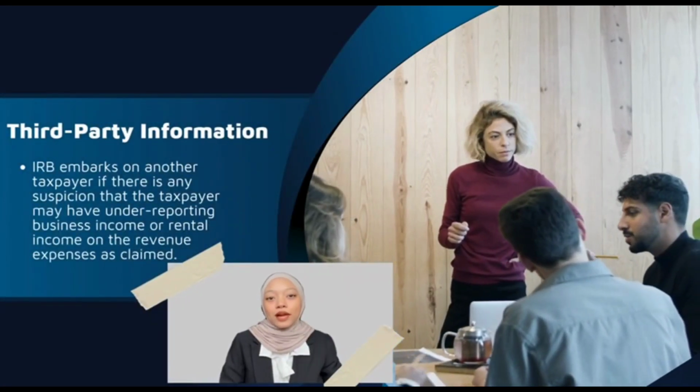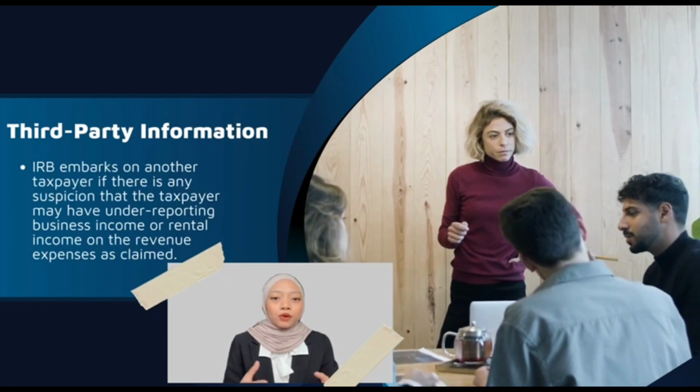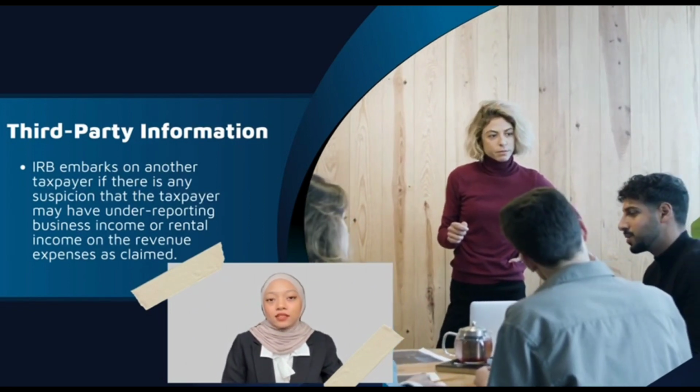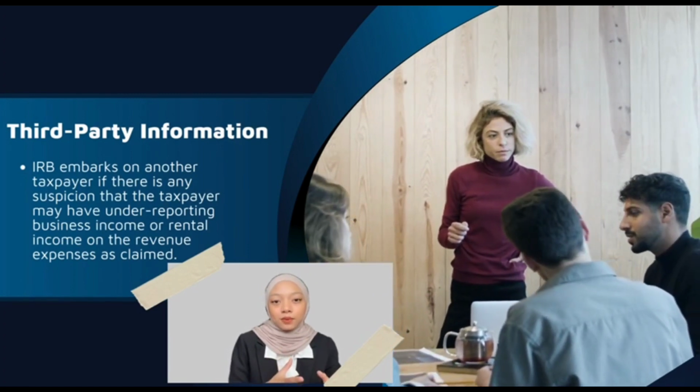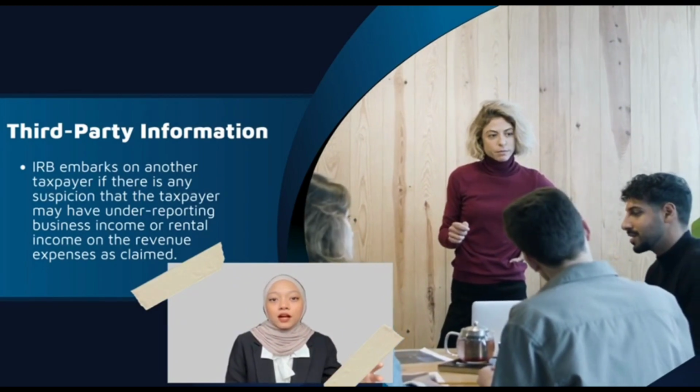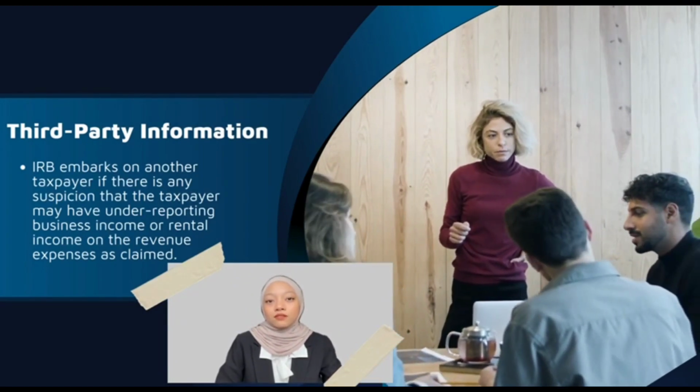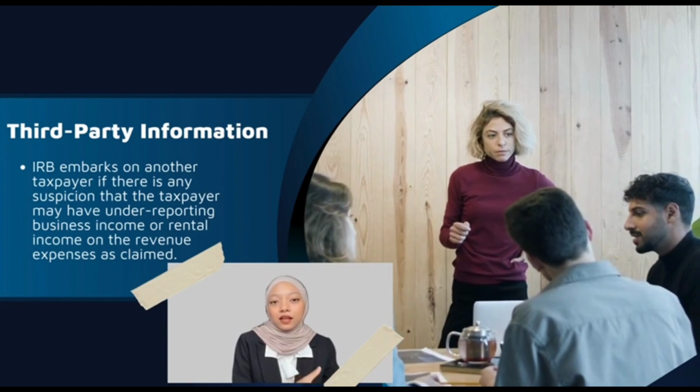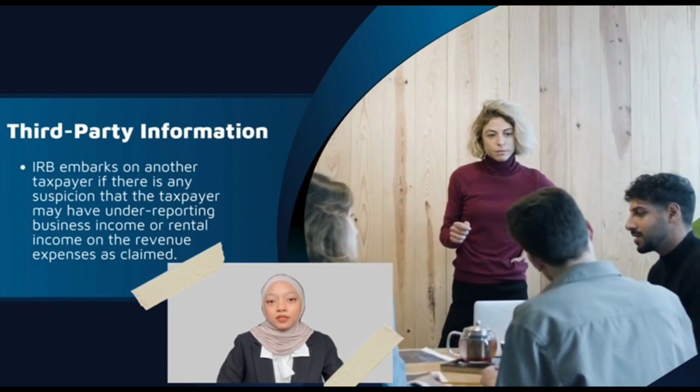The fourth one we have here is the third-party information. IRB will embark on tax audit on another taxpayer if there is a reasonable suspicion that such a taxpayer may have underreported business income or rental income upon examination under revenue expenses as claimed by the other corresponding taxpayer.